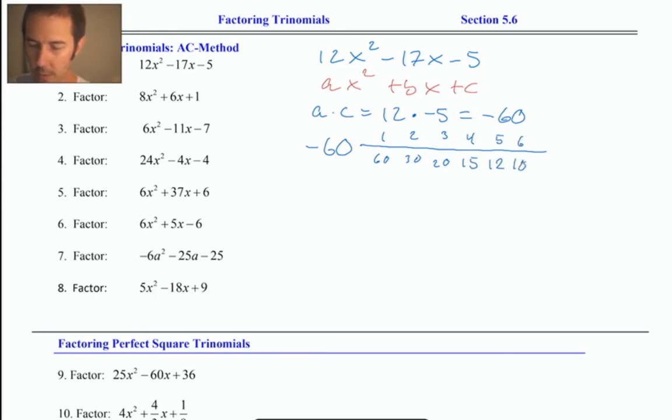7 does not go in. 8 doesn't go in. 9 doesn't go in. 10 goes in, but we'd have 10 and 6 again. But we've already got a 10 and 6 as a 6 and 10. So we're going to stop our list there.